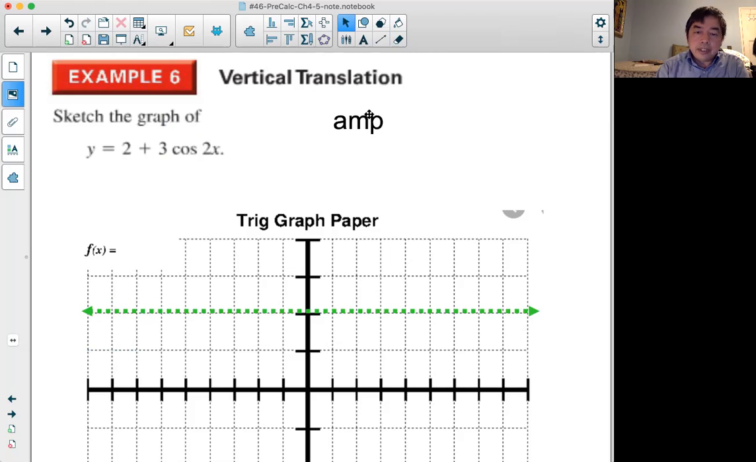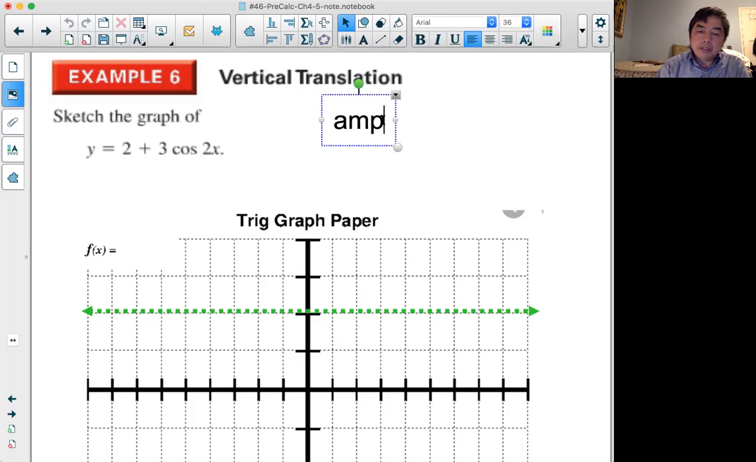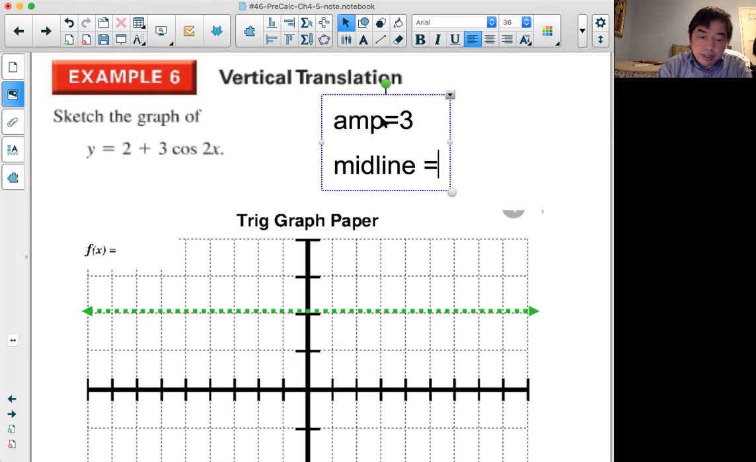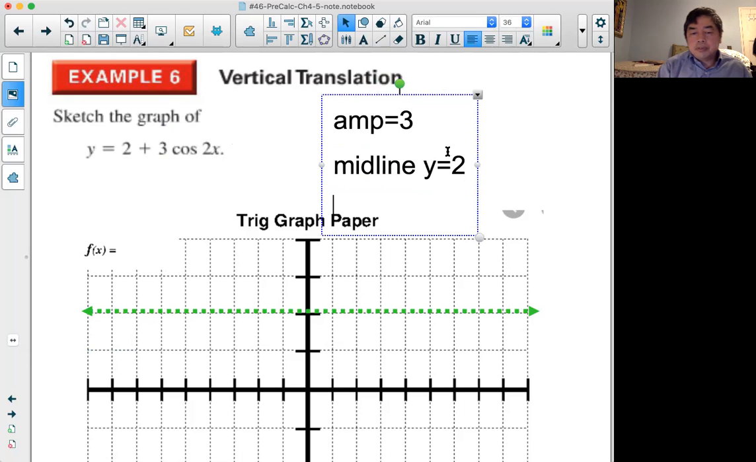3. Remember, amplitude is always positive. And the midline is y equals 2. Now the period: b equals the coefficient of x, which is 2.